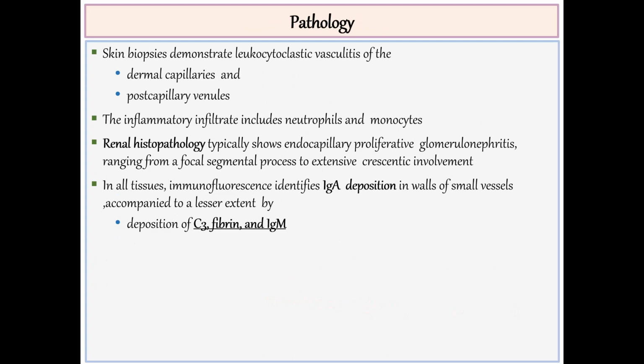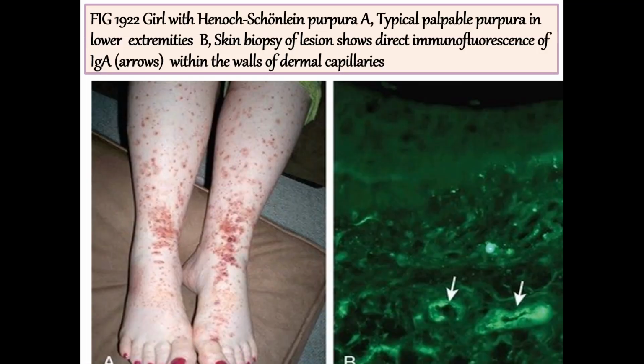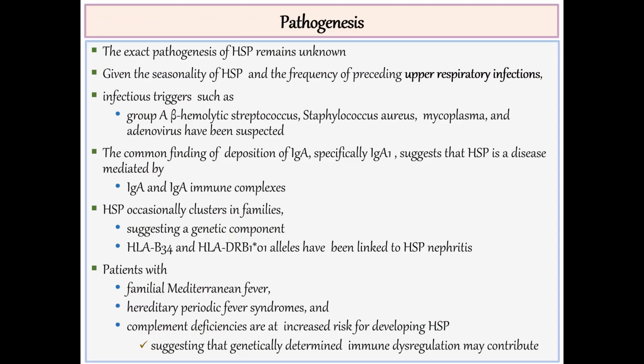Skin biopsies demonstrate leukocytoclastic vasculitis of the dermal capillaries and postcapillary venules. The inflammatory infiltrate includes neutrophils and monocytes. Renal histopathology typically shows endocapillary proliferative glomerulonephritis, ranging from a focal segmental process to extensive crescentic involvement. In all tissues, immunofluorescence identifies IgA deposition in walls of small vessels, accompanied to a lesser extent by deposition of C3, fibrin, and IgM. Figure 192.2, girl with Henoch-Schönlein Purpura. A, typical palpable purpura in lower extremities. B, skin biopsy of the lesion shows direct immunofluorescence of IgA, arrows, within the walls of dermal capillaries.